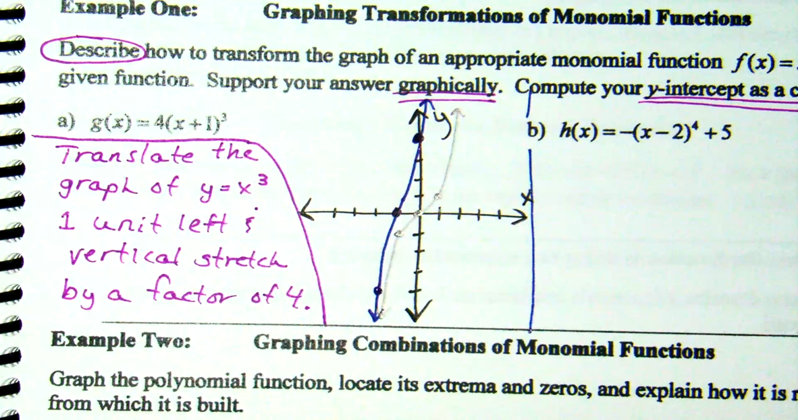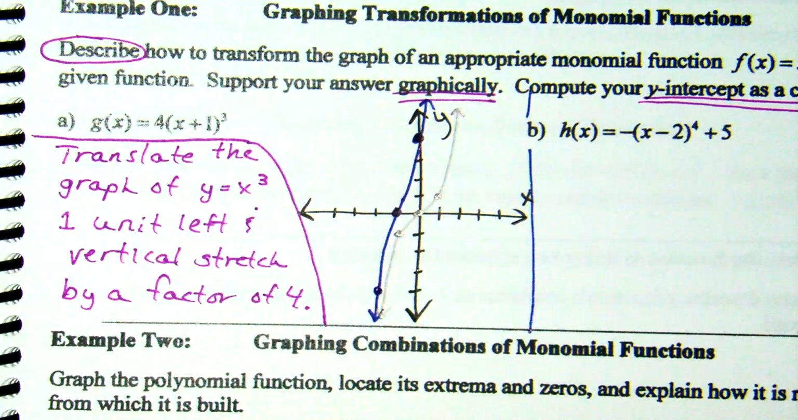Okay, let's try B. See if we can get B done before we run out of time. What are your thoughts on B? It's right 2, up 5 and reversed. Right 2, up 5. What do you mean reversed? Like flipped?